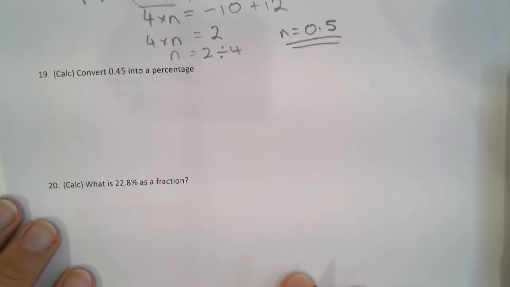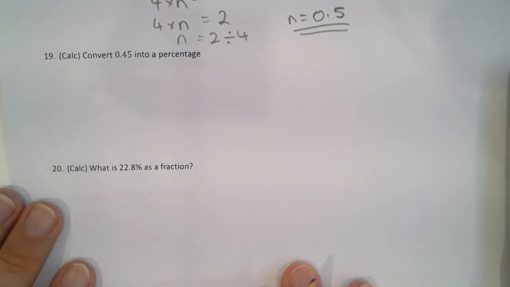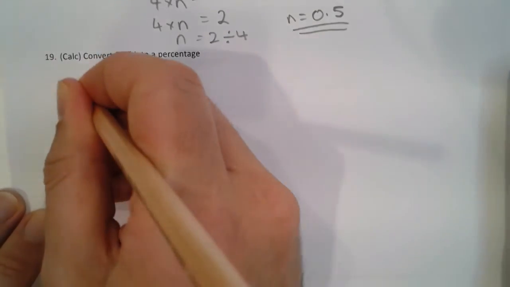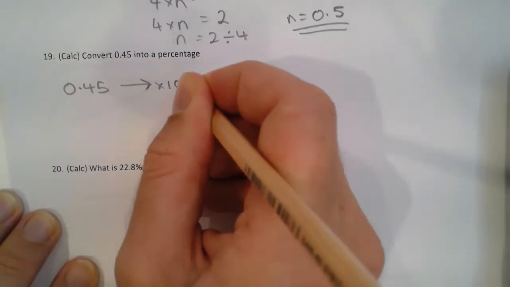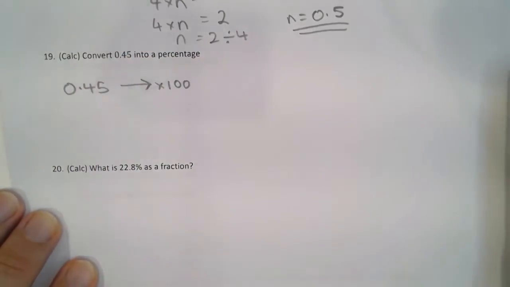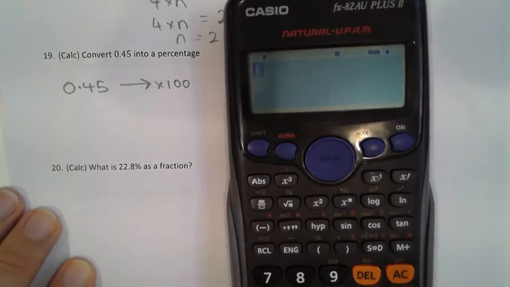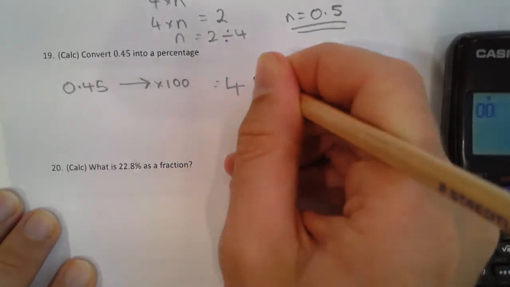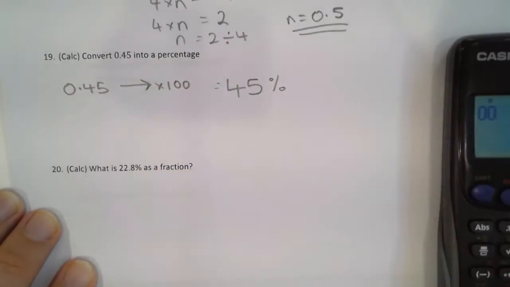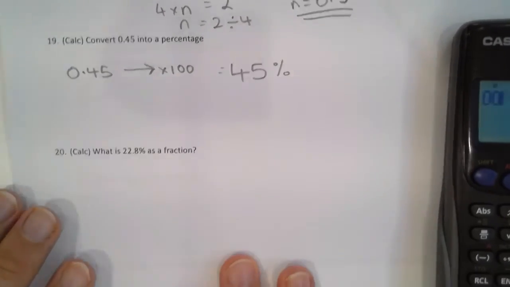Alright. Convert 0.45 into a percentage. Well, to go from a decimal to a percentage, you times by 100. Some of you can do that without the calculator. So you times it by 100, 45%. So that is what 0.45 is as a percentage.